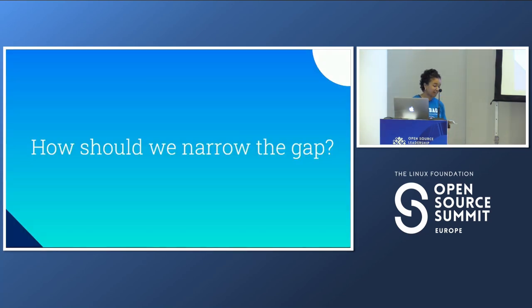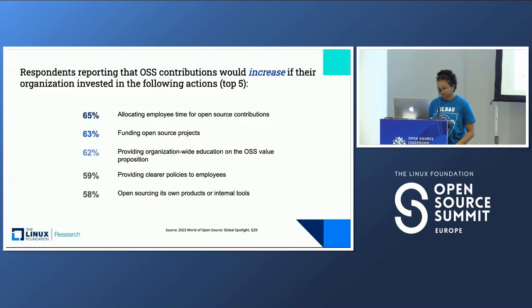And now, going into how we should narrow the gap based on the data. We did have an explicit question on whether respondents agree that the following actions would increase contribution if they were invested in their organizations. And at the top, it was allocating employee time for open source contributions, so that employees are able to contribute to open source projects within working hours, within their salaries. 63% said funding open source projects. 62% said that providing organization-wide education on the OSS value proposition would increase contributions. And then there were also answer choices about clearer policies and open sourcing their own products.